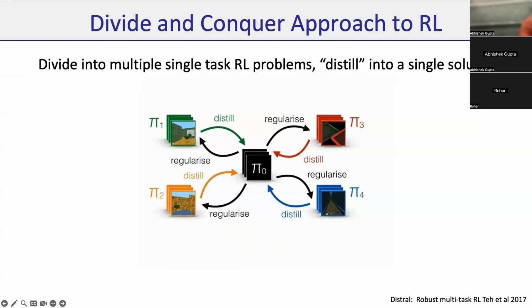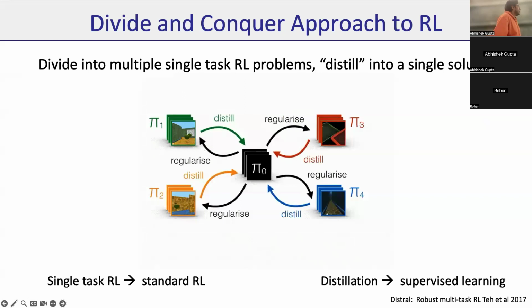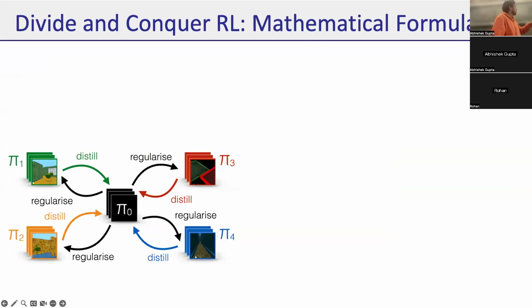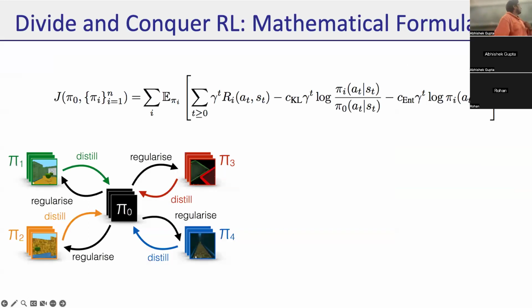Let's talk about the details here. The point is that we're going to solve single task RL with standard reinforcement learning and distillation with multitask supervised learning. The details are basically this equation, which we're going to break down step by step. You have an objective where you learn multiple individual per-task policies and one shared multitask policy.